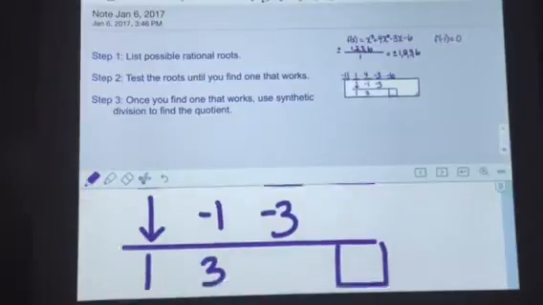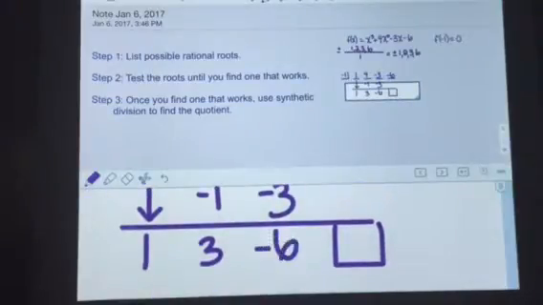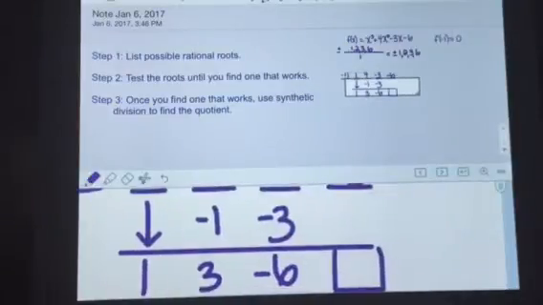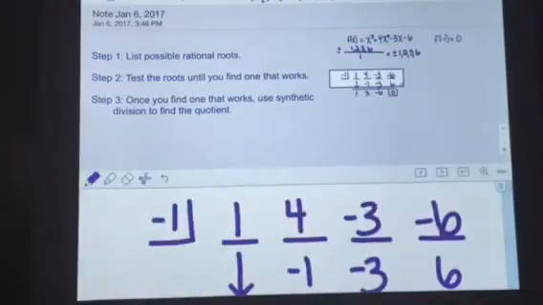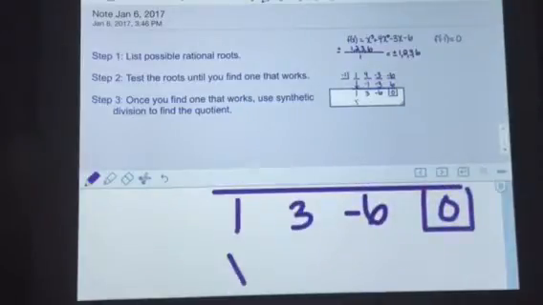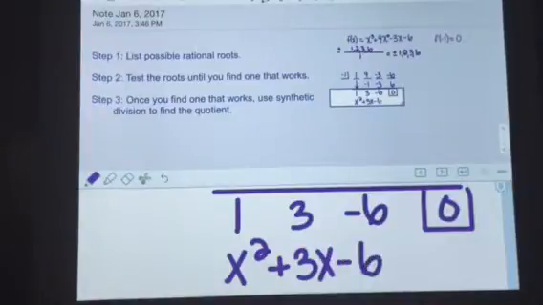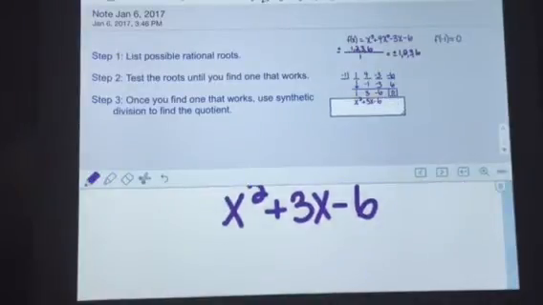So negative 3 plus negative 3 is negative 6. And finally, we multiply one more time. Negative 6 times negative 1 again is 6. Add and we get 0. So that would be the remainder, which means that this was indeed a 0 of the function. From here, you can take the quotient, which is x squared plus 3x minus 6. We can find the zeros of a quadratic equation. So as soon as you have a quadratic equation, you can stop and find the zeros from there.